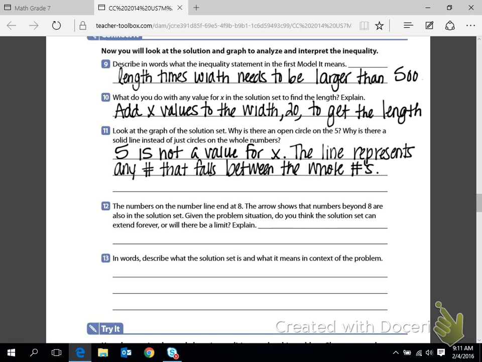Number 12 says, the numbers on the number line end at 8. The arrow shows that the numbers beyond 8 are also in the solution set. Given the problem situation, do you think the solution set could extend forever, or will there be a limit? And explain. So answering the question here, the context of the problem talks about the length of a room. It does not make sense that the length of a room can extend on forever. So there will probably be a limit, but we don't know what that limit is.